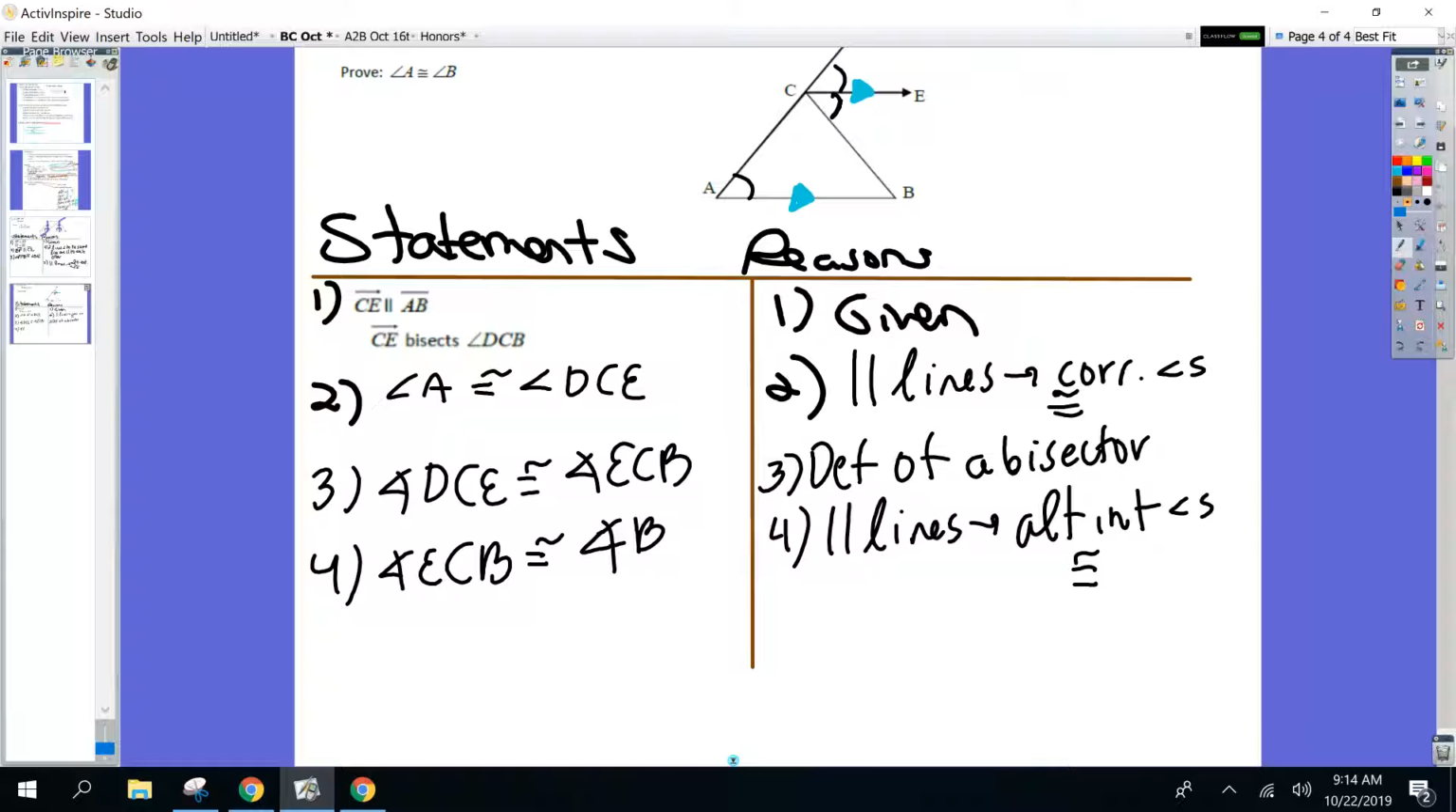All right, which 2 can I use substitution on? Here you go. I'll take these for 2. Step 2 and step 3. A is congruent to DCE. DCE is also congruent to ECB. Anybody want to come up with a conclusion for me? Go ahead, Aaron. A is congruent to ECB. There's one substitution.